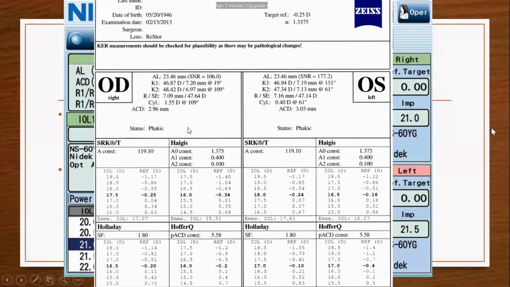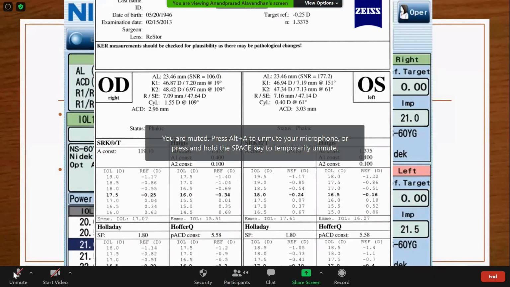It also gives whether the eye is a phakic eye or a pseudophakic eye, or in some cases the patient may have undergone retinal surgery. In that case, they will have a silicone oil injection also. So you have to select that option in the biometric machine itself.